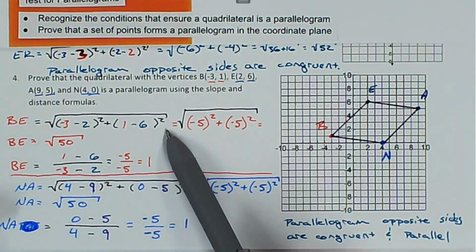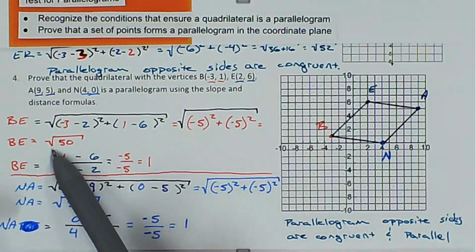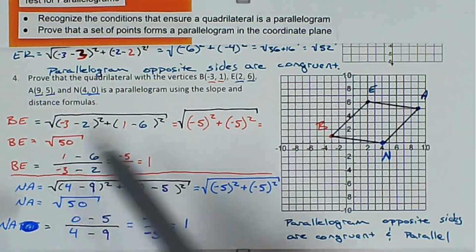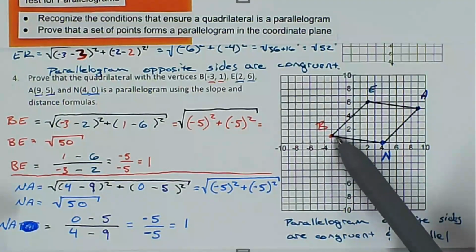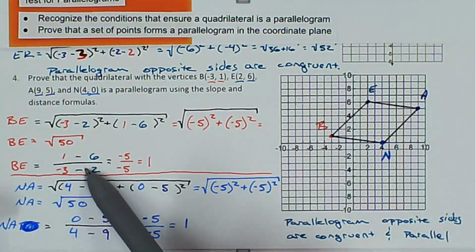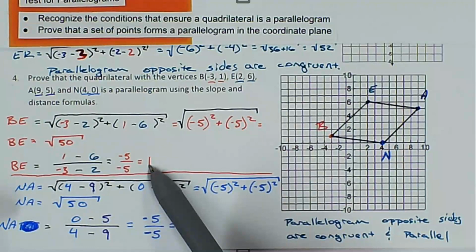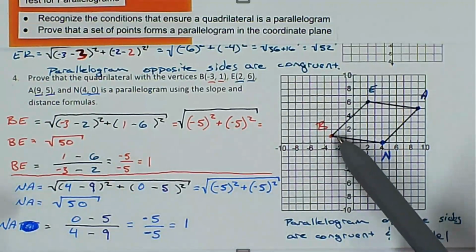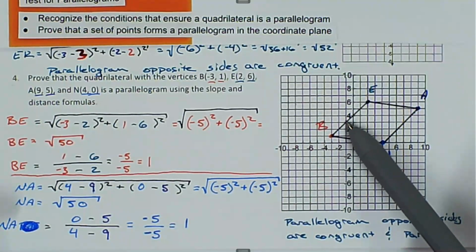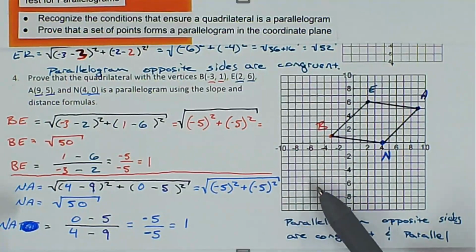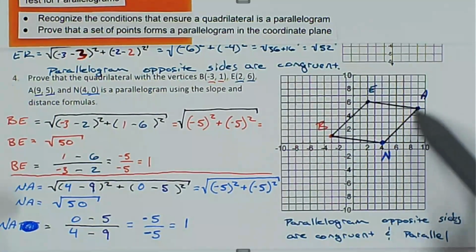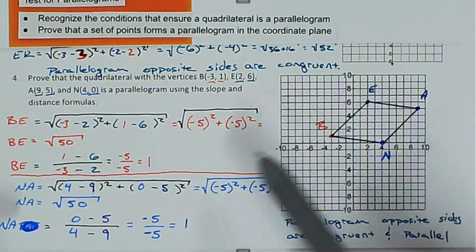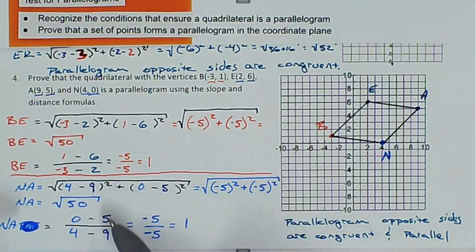So BE, check the distance, and we get a distance of the square root of 50. We also need to get the slope. Using the slope formula, we find out that the slope of BE is 1. So up 1 over 1, up 1 over 1. So that's correct. Now we want to check if NA is also congruent and parallel to BE.